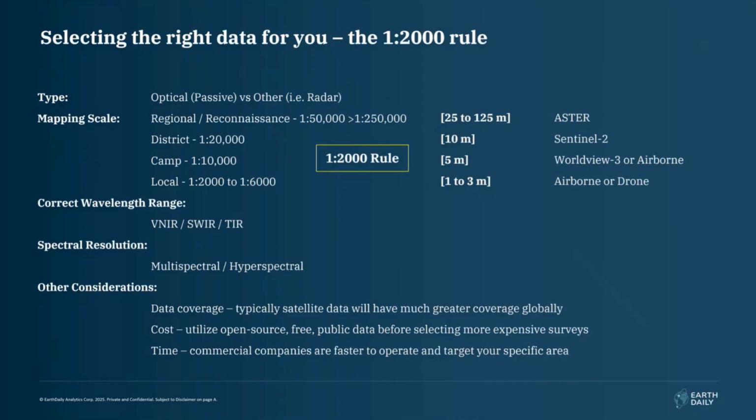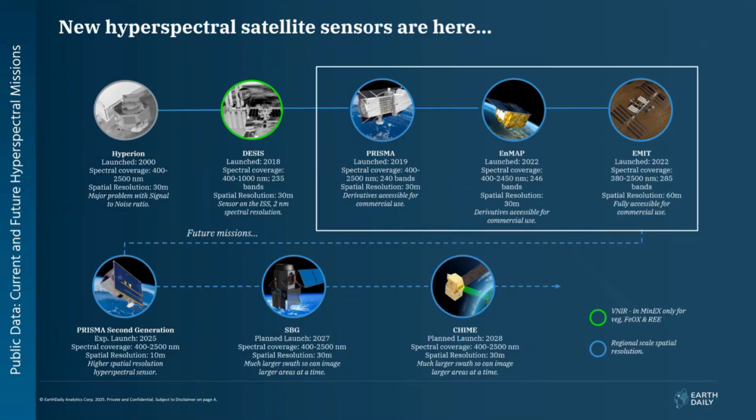And ultimately we want to use the best open source data available first, and then grow out from there and see if you need more expensive surveys. And I think I'll hark back to that at the end of the presentation as well. So what new satellites are out there and what are we using now? Here you can see a timeline of existing missions and missions to come.